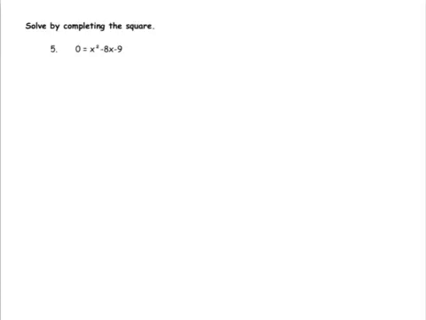Alright, so we're going to solve for x by completing the square in this one. And the first thing I want to do is get the x squared and the negative 8x on its own side. So what I'm going to do is add 9 to both sides, and I'm going to get 9 equals x squared minus 8x. So I've gotten the x squared and the negative 8x on its own side.